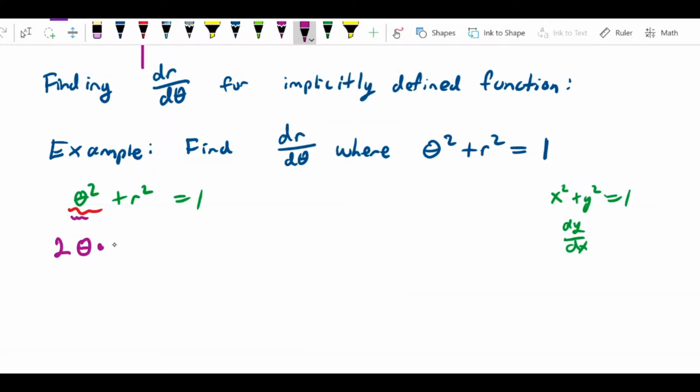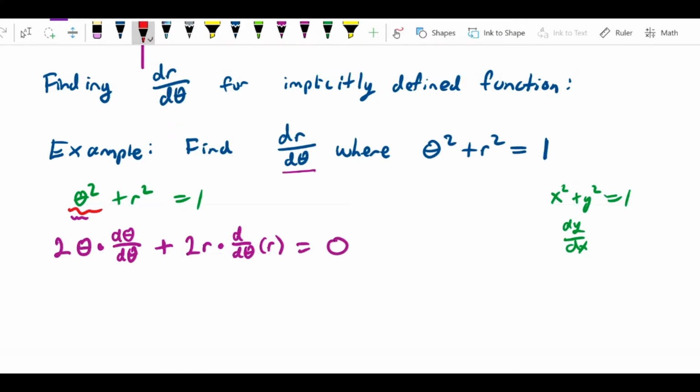That's going to be the derivative of theta with respect to theta. How do I know the theta goes on the bottom? Because that's what I'm being asked to find. I'm being asked to find the derivative of this whole expression with respect to theta. So then here we're going to do the same thing with r. This is going to be 2r times the derivative of r with respect to theta. And then finally on the right we have the derivative of a constant, which is 0.